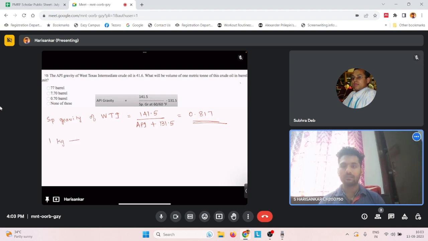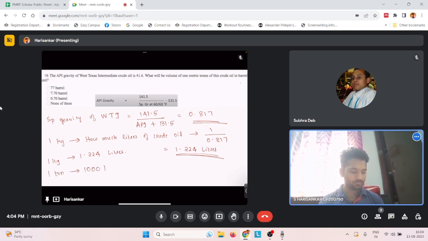Now we have this specific gravity here. So in 1 kg, how many liters of crude oil can be there? That will be 1 divided by 0.817, right? And 1 divided by 0.817 will be 1.224. So in 1 kg, you have 1.224 liters. And 1 ton will be 1000 kgs. So that will have 1224 liters.